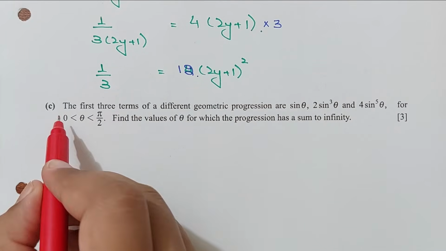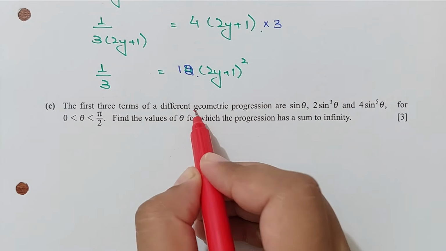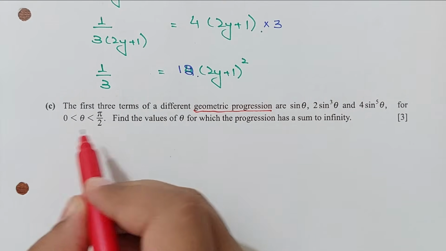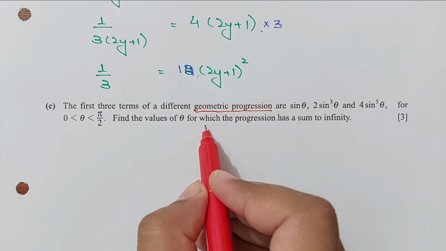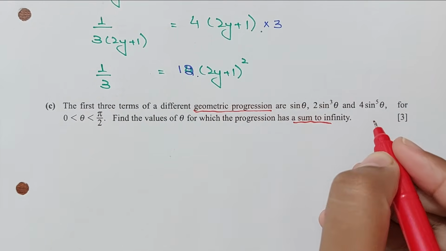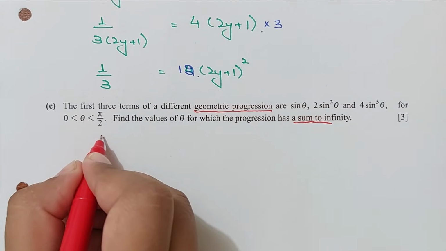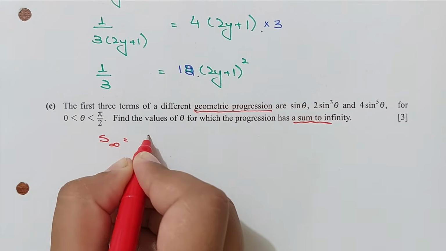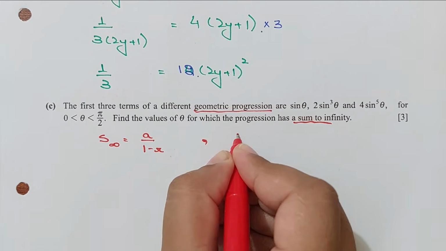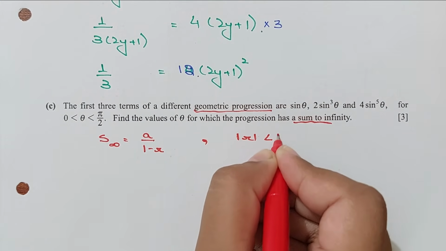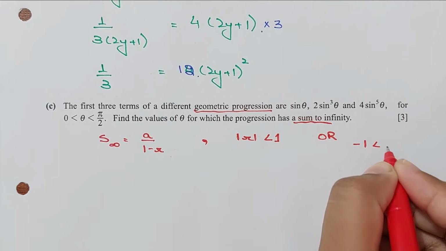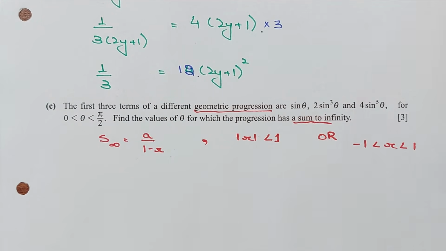Now for part C, the first three terms of a different geometric progression are these. For theta between 0 and pi by 2, find the values of theta for which the progression has a sum to infinity, right? We have sum to infinity, S infinity, which equals the first term over 1 minus common ratio. It exists when the absolute value of r is less than 1, or we can say that when the r value is between minus 1 and plus 1, right?